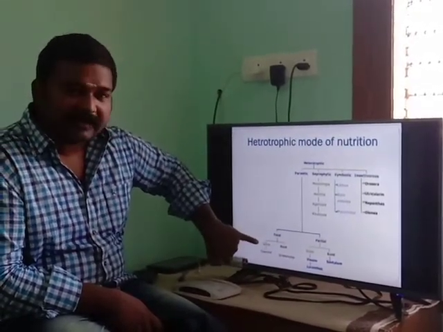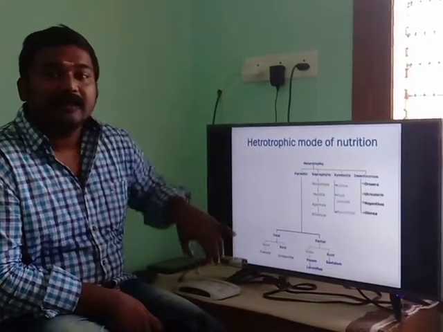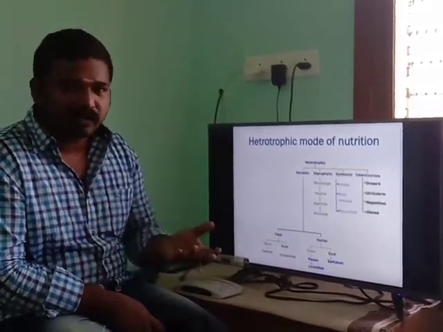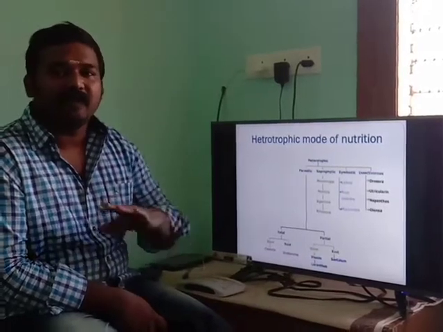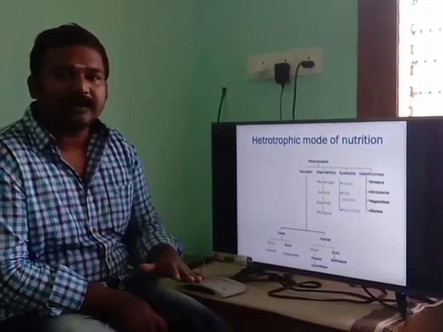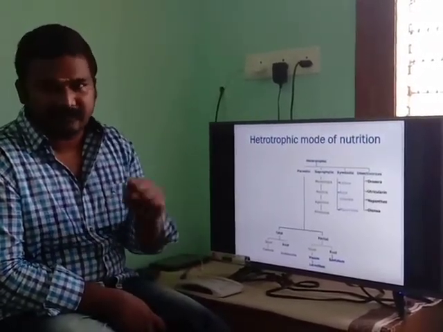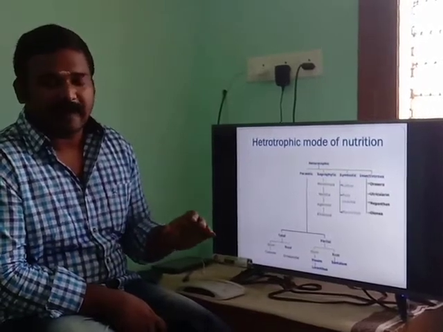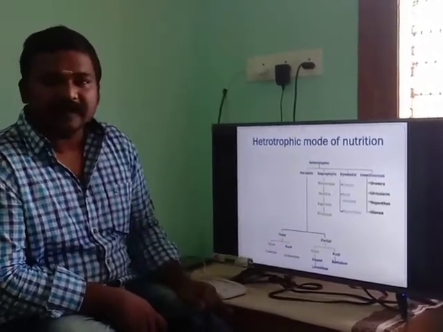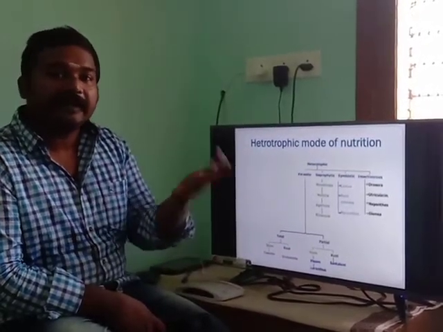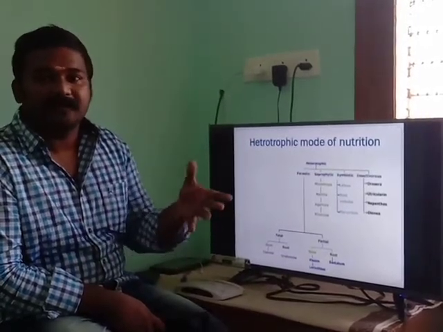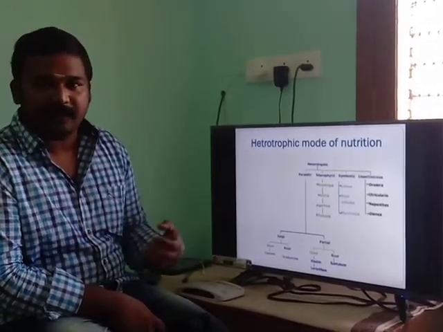In a total parasitic plant, they will depend on the host plant for everything, for their food, water, shelter, everything will be taken from the host plant. In a partial parasite, they will take water and minerals from the host plant and they can prepare their own food.